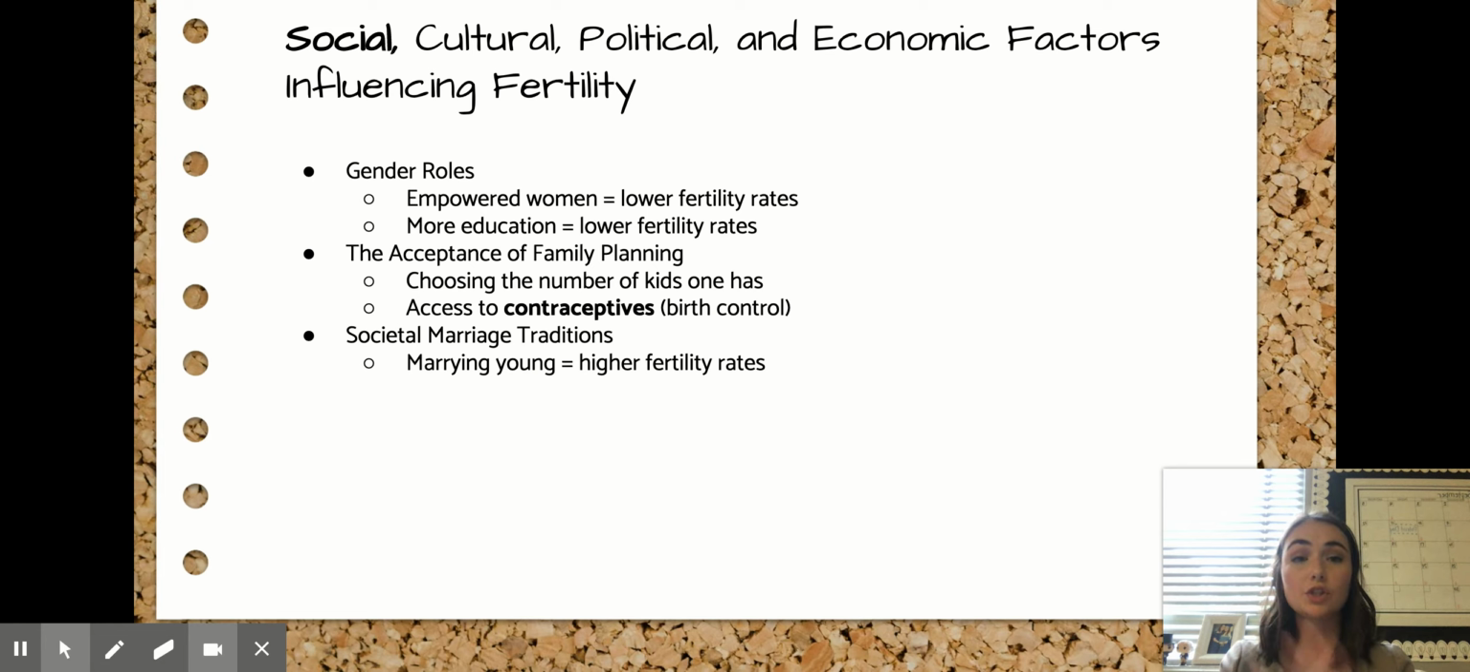So, social factors influencing fertility. Number 1, gender roles. It is worldwide that in countries where women are empowered and accepted in going to college and finishing education and getting a job, that's normal, and you're going to have lower fertility rates. It's also a trend that the more education a woman has, the lower the fertility rates are as well.